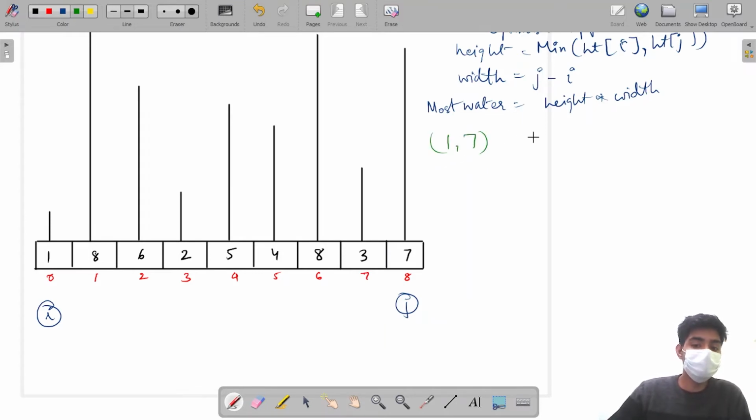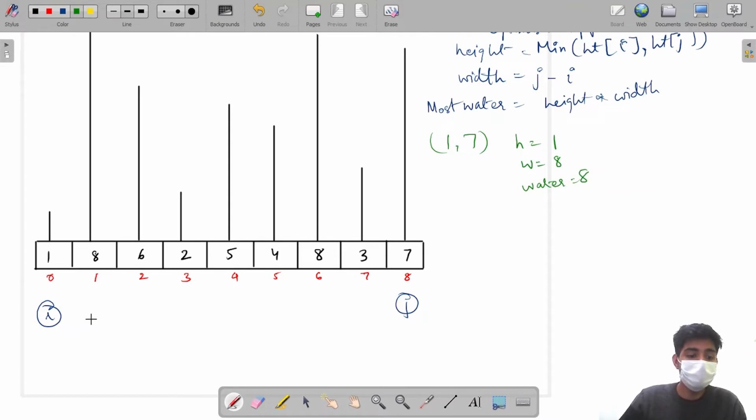When I'm at 1,7, let's call the height h. My height is going to be the minimum of the two, which is 1. My width is going to be 8 minus 0, which is 8. So at 1,7, my water is going to be 8. Now, this is not my right answer, so I need to increase my i or decrease my j to get the right answer.